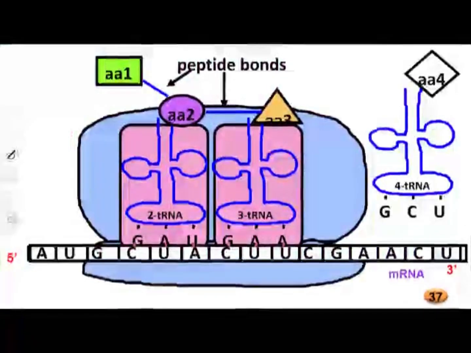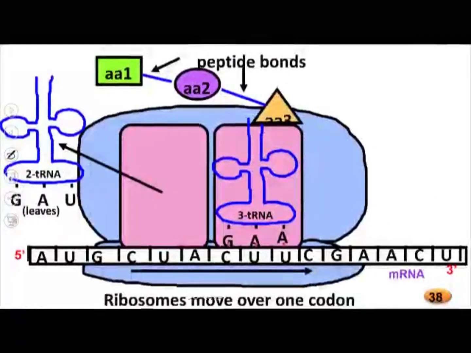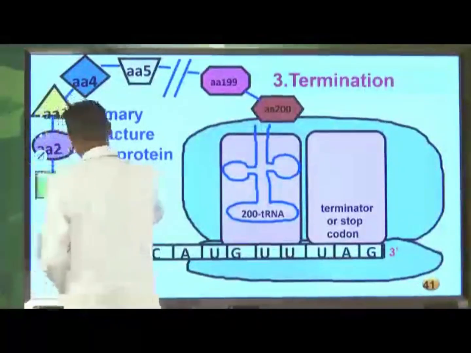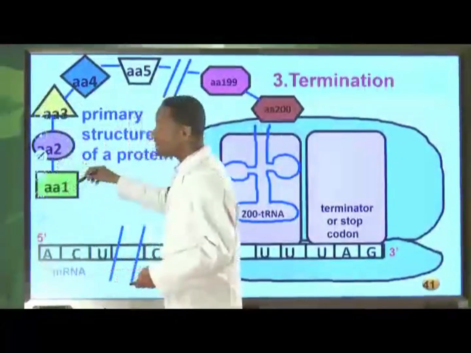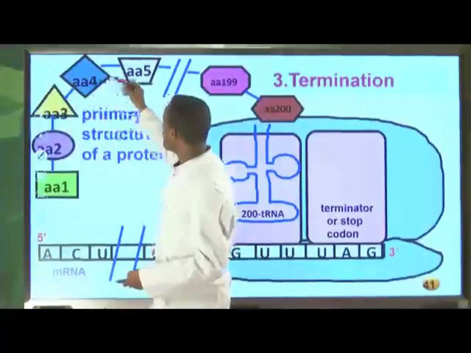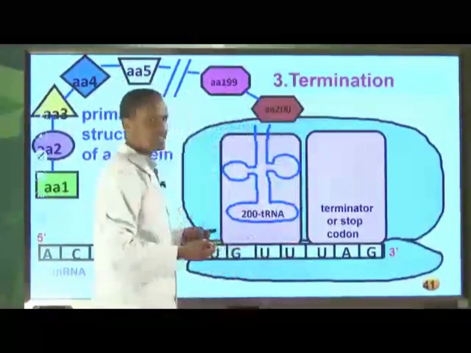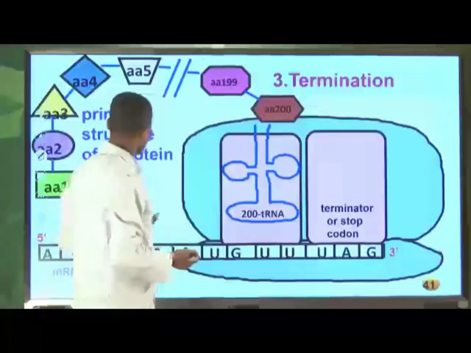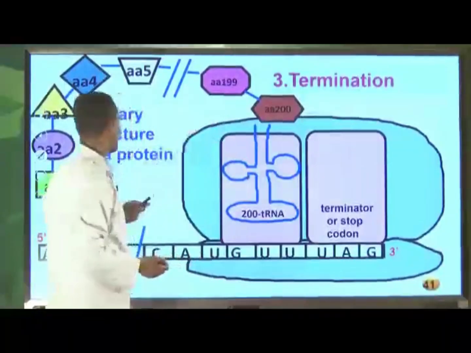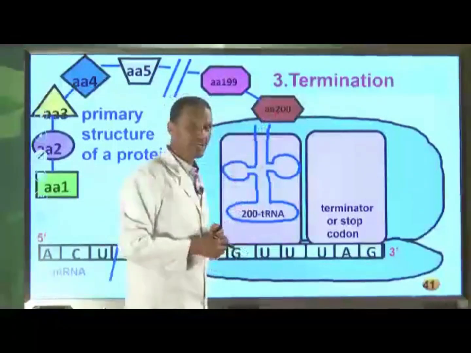Here is the fourth one. When the fourth one is coming in, the second transfer RNA leaves the ribosome. In this way the first amino acid, which is brought by the first transfer RNA, is bonded with the second amino acid, and the second one is bonded with the third amino acid. Totally around 200 amino acids are bonded together in this process, and they form the primary structure of the protein, which is the peptide structure. Then finally it reaches the step of termination.